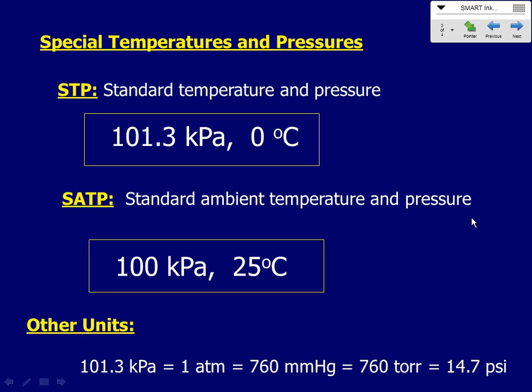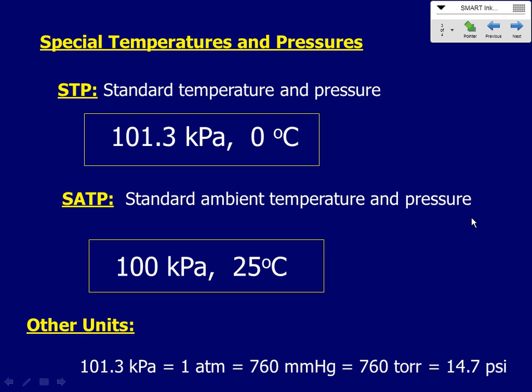basically indicates laboratory conditions. When we look at our periodic table and we look at all of those states, liquids, solids, gases, those particular states are what you would see under standard ambient temperature and pressure. So we define our states on the periodic table by what we would see in laboratory conditions.